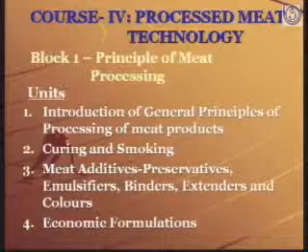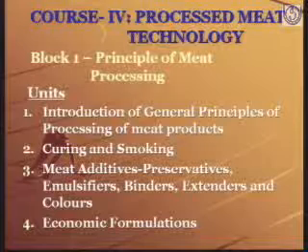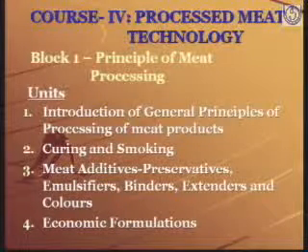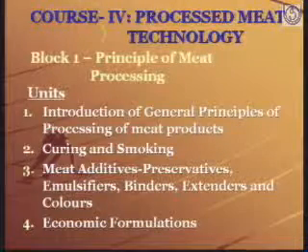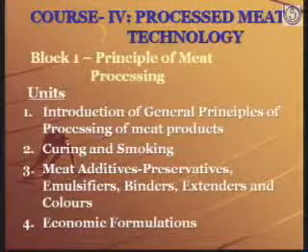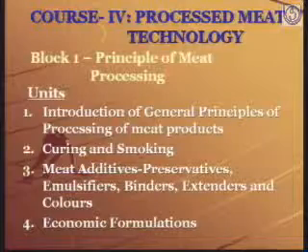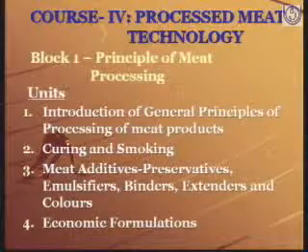Third unit is about the meat additives. Meat additives are those substances which are not naturally present in the meat but added to the meat directly or indirectly in certain phases of meat processing. They may be preservatives, emulsifiers, binders, extenders, and colors. Preservatives are those substances which are added to preserve the meat quality, the meat keeping quality. There are various preservatives like the curing agent, the antibiotics, the chilling agent, etc.